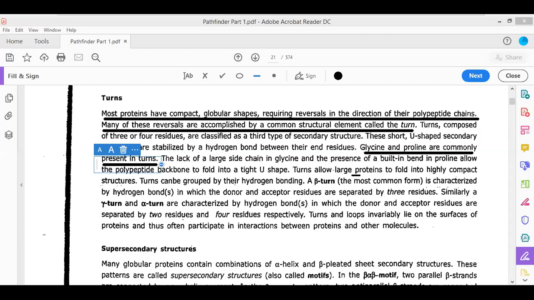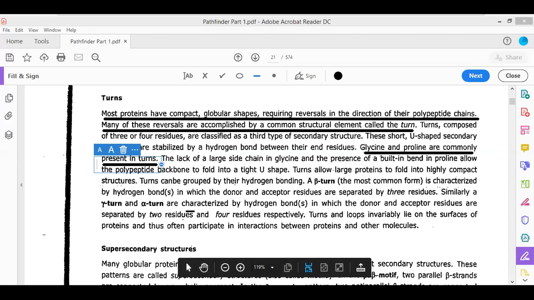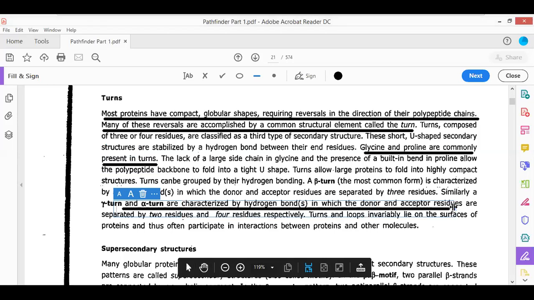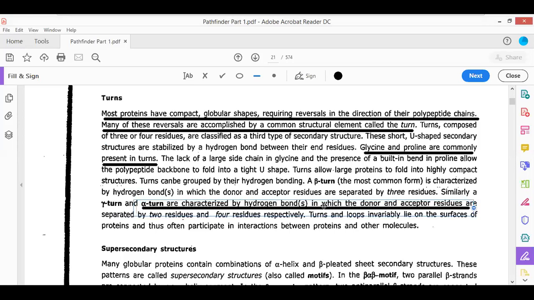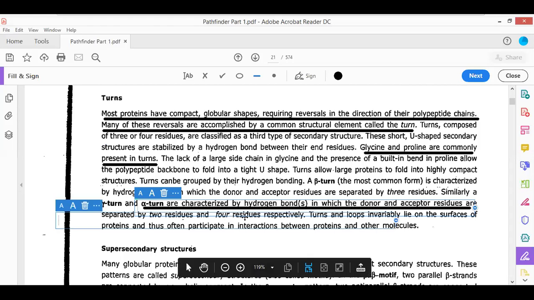Turns allow large proteins to fold into highly compact structures. Turns can be grouped into the following types: alpha turn, beta turn, and gamma turn. In an alpha turn, two amino acid residues are hydrogen bonded, and there are four amino acid residues present in between them. Alpha turns are characterized by hydrogen bonds in which the donor and acceptor residues are separated by four residues. For alpha turn, it is always four residues away. For beta turn, it is three residues away. For gamma turn, it is two residues away.